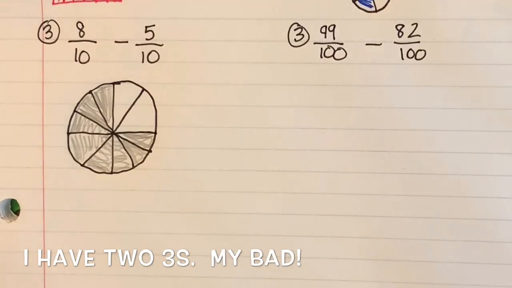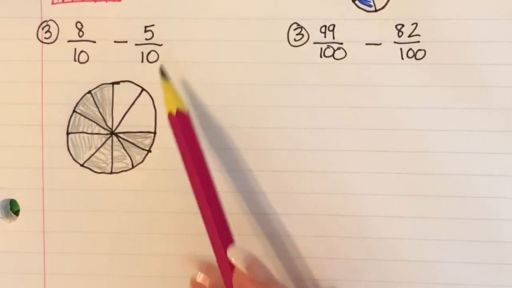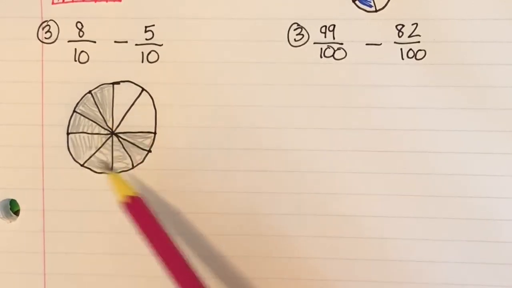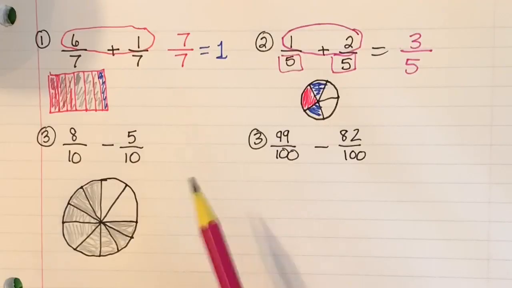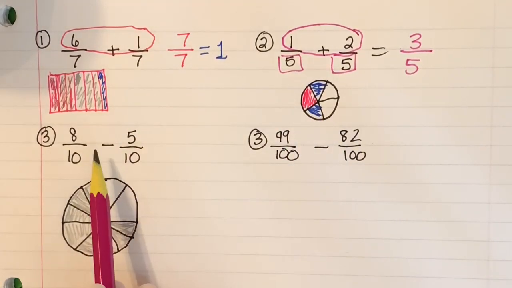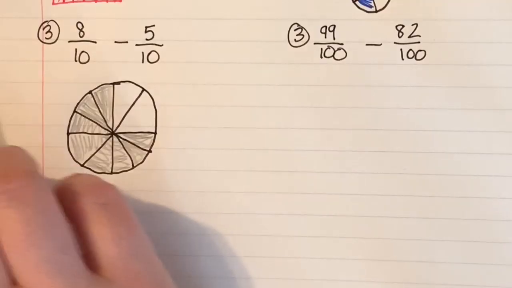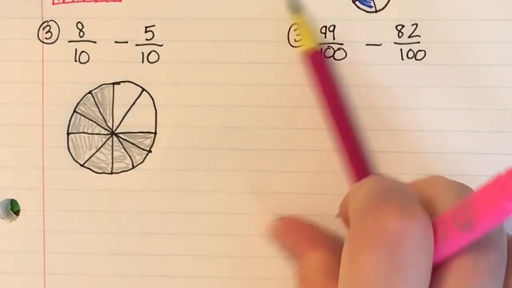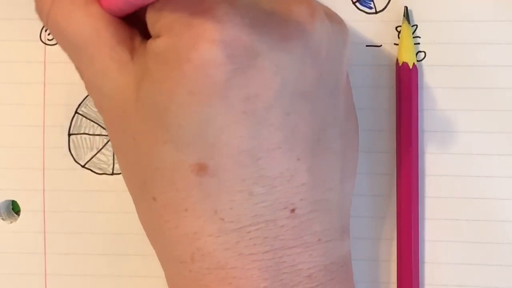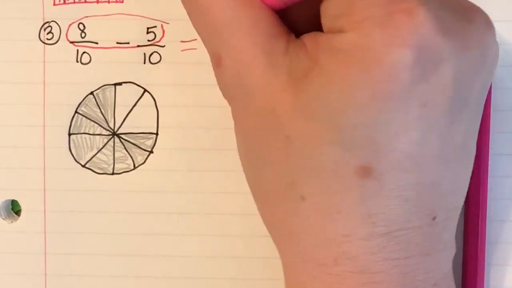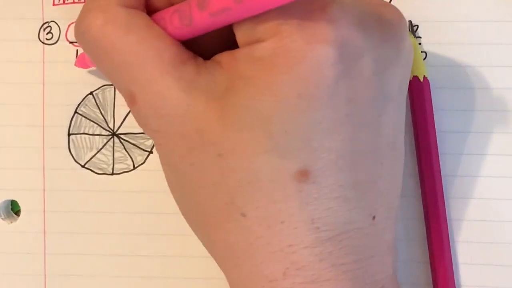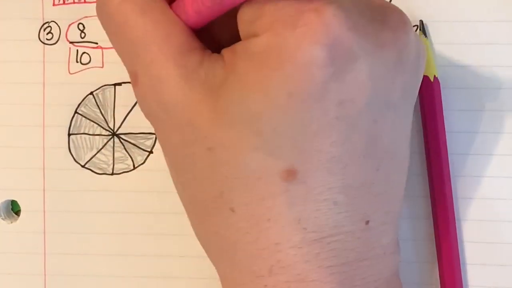Let's look at number 3. We have 8/10 minus 5/10. And let's pretend that all these pieces are equivalent. I know they're not, but let's pretend they are. Same thing as we did above, the only difference is the subtracting, okay? So we are going to subtract the 2 numerators. 8 minus 5 gives us 3, and then we're going to keep the denominators the same.